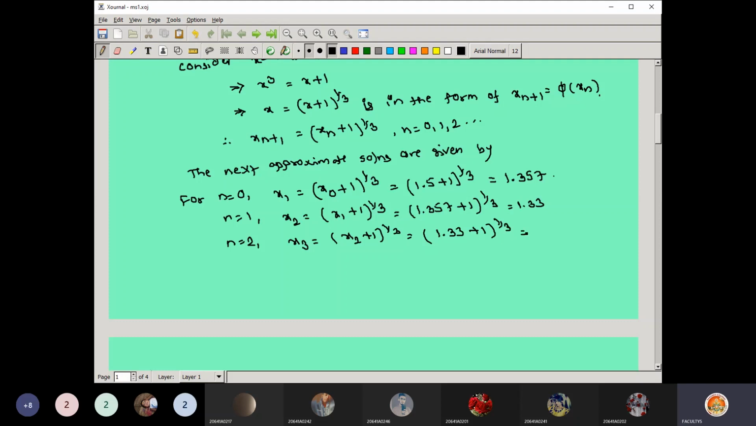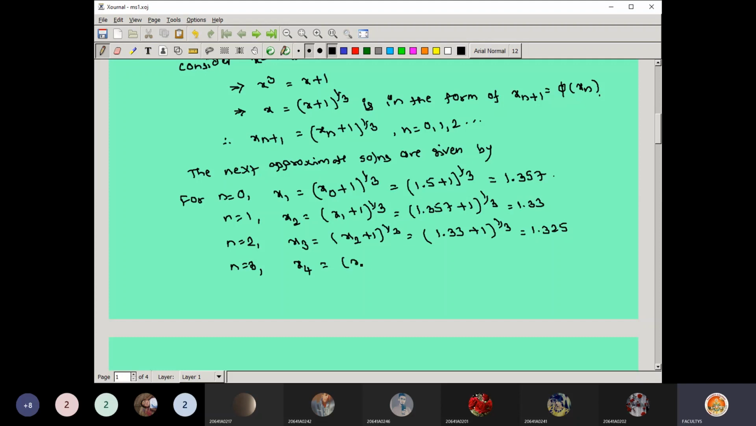So use the calculator again. 2.33 power button, 1/3. So you are getting 1.325. Is it correct? 1.325. Right. So shall I stop the process? You just look at the last two. There is somewhat a difference, 1.33 and 1.325. Better you go for the next one till you get equal values, then only you can stop the process.